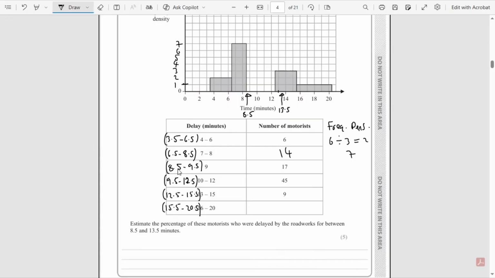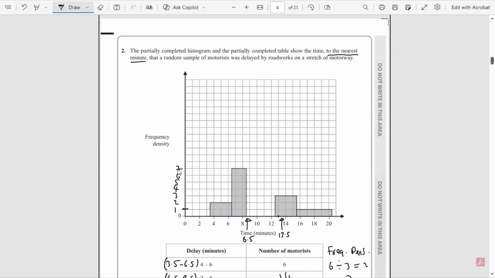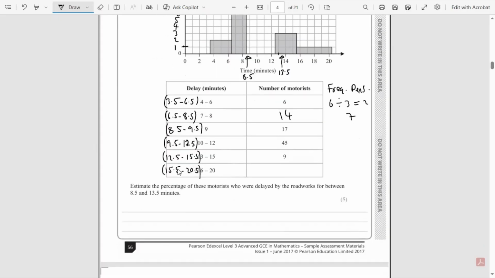I mean, we don't have the bar labeled for the next group, but it doesn't really matter because we don't really care about doing the histogram in this question. The question doesn't actually ask us to complete the histogram. It's just asking us to work out the percentage of motorists between 8.5 and 13.5. So I'm not going to bother filling in the bar or doing the diagram for the next group.